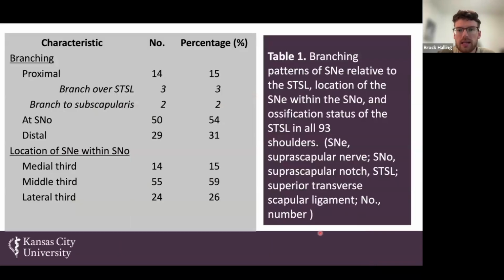So continuing on here, a few numbers demonstrating what we found. The suprascapular nerve branched proximal to the notch in 15% of shoulders, directly at the notch in 54%, and distal to the notch in 31%. The suprascapular nerve occupied the medial third of the notch in 15%, the middle third in 59%, and the lateral third in 26% of the shoulders that we looked at.